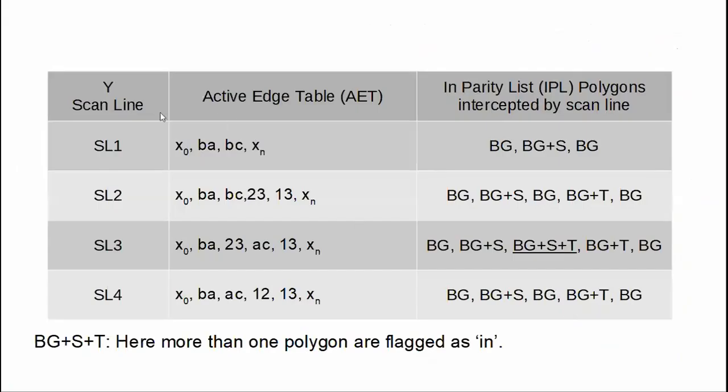Now we will maintain a table where the first column will be for the scan line: scan line 1, 2, 3, 4. Second, as we said, is the active edge table. This particular scan line is intersecting which edges at the current time, so those edge information will be stored in this column. And this is the IPL, the in polygon list, the polygons which are marked as in for the particular scan line. Here this is the color that we are going to set. So we will see each scan line one by one here.